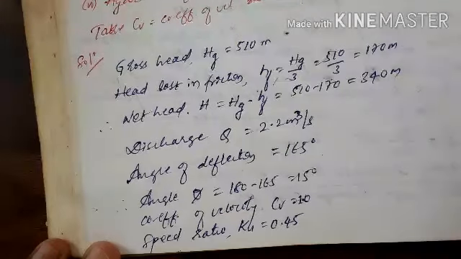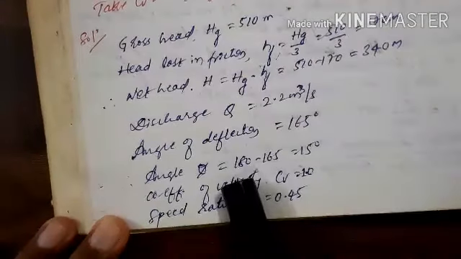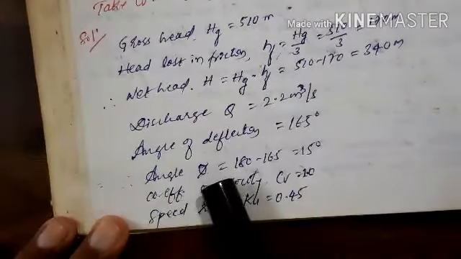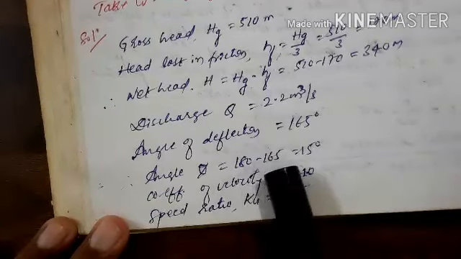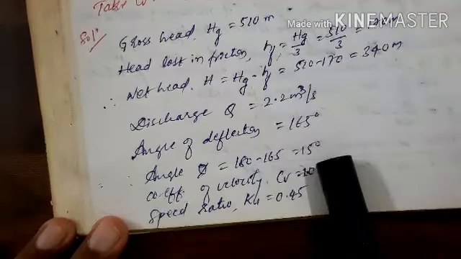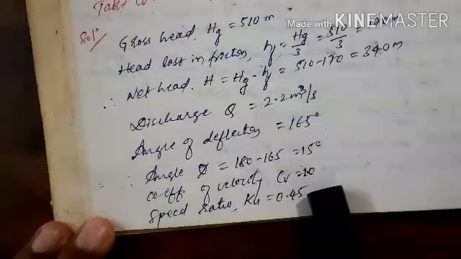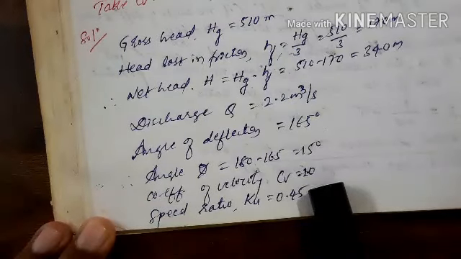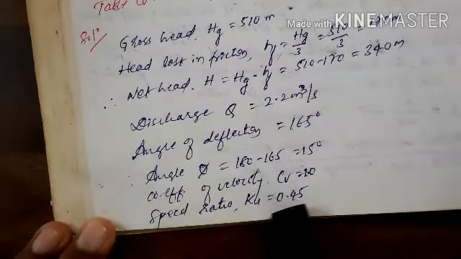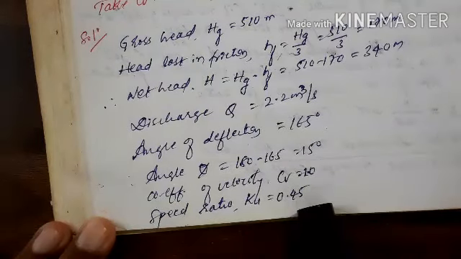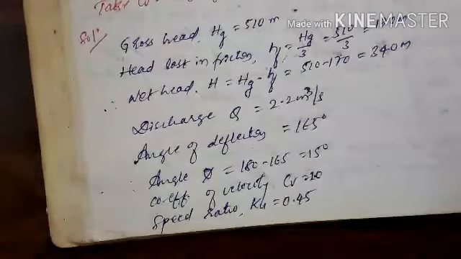Then the angle phi, that is the vane angle, will be phi equal to 180 minus 165, that is 15 degree. Then the coefficient of velocity is 1, that is given. Then the speed ratio Ku is 0.45. Okay, so these are the given data.